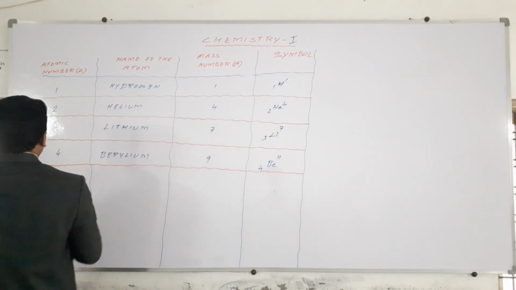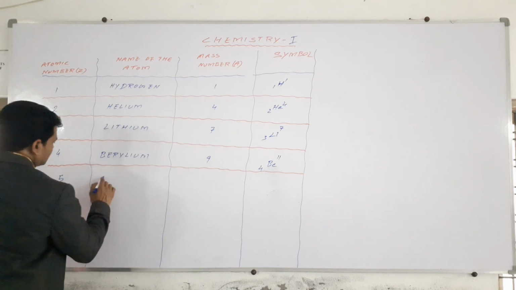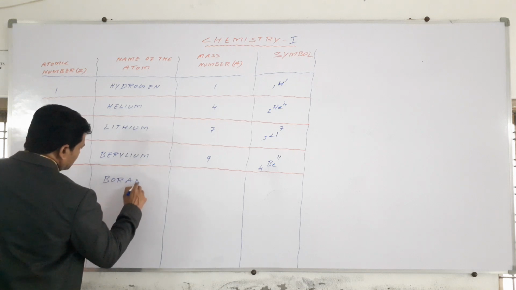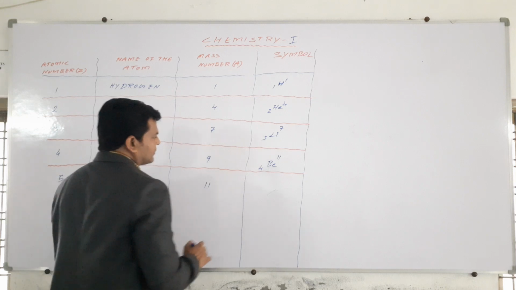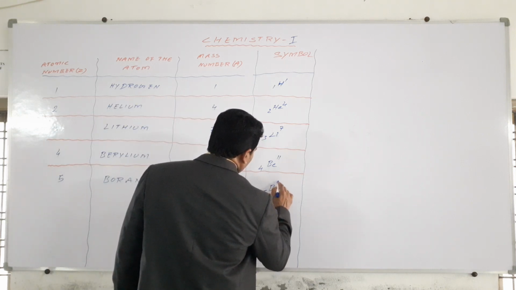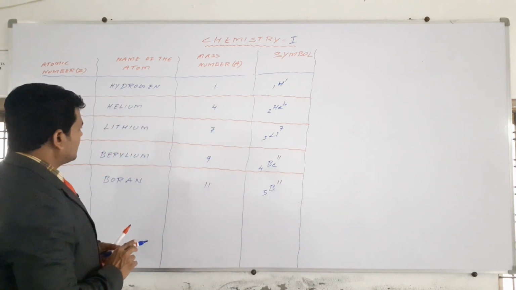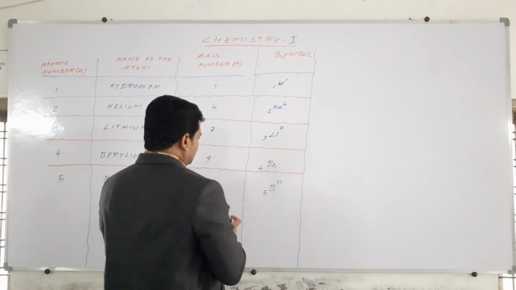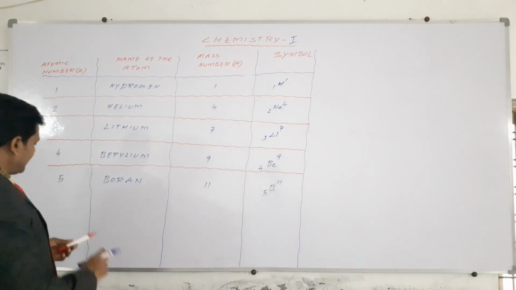Then atomic number 5. So boron. Mass number 11. Symbol boron 5 11, sorry, 9. Here we have to write 9. Then it is nothing but B 5, 11.